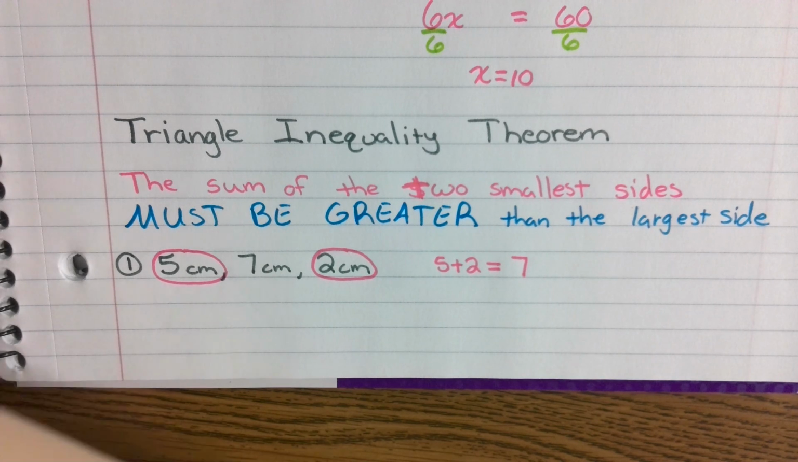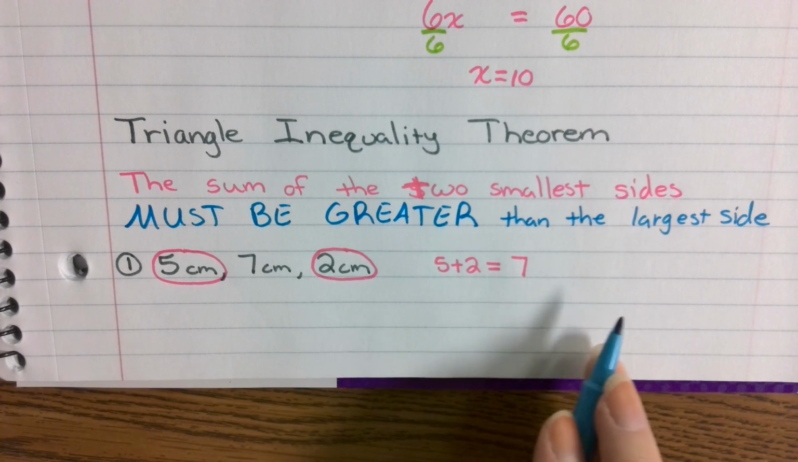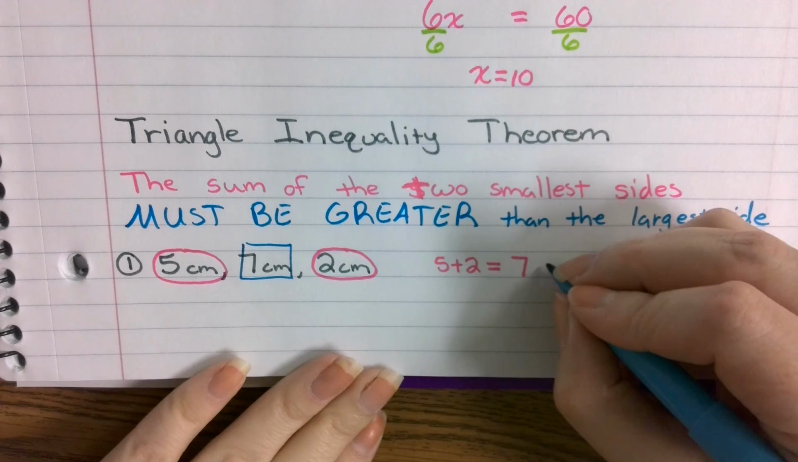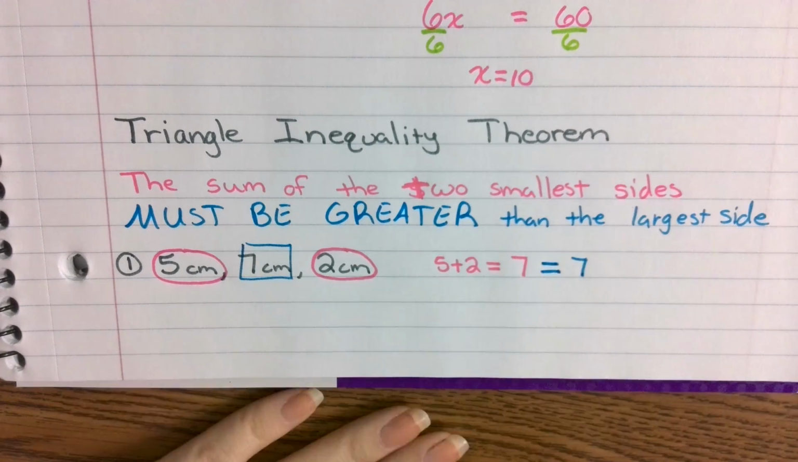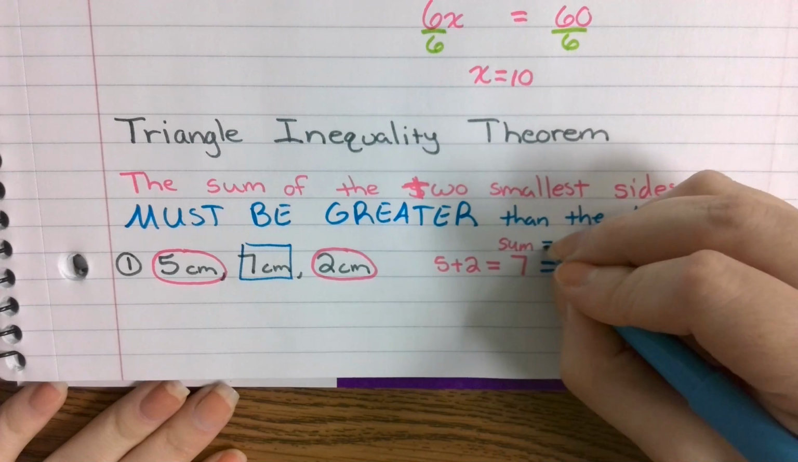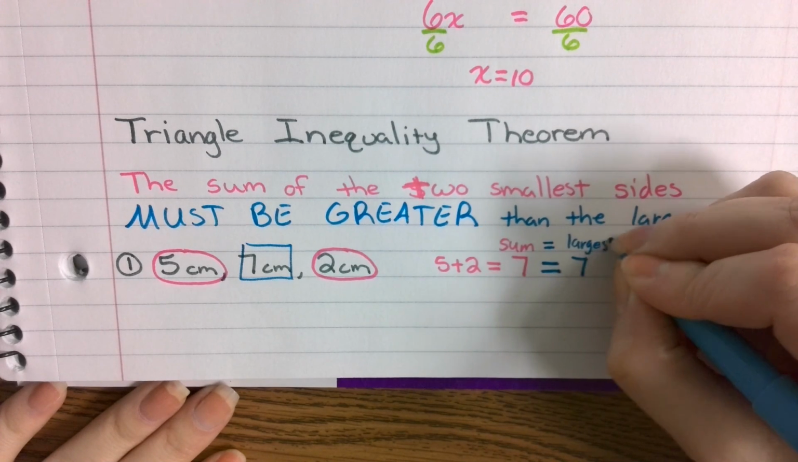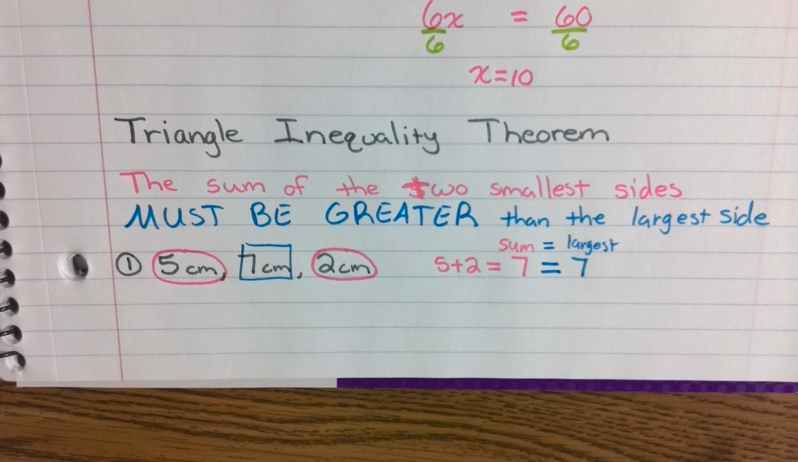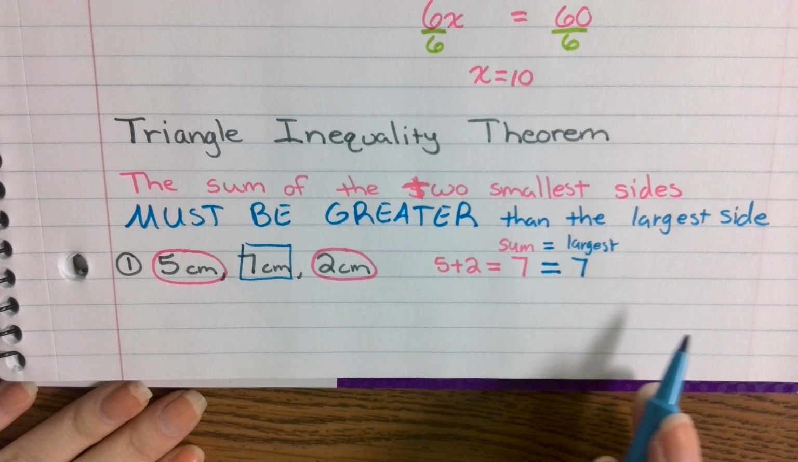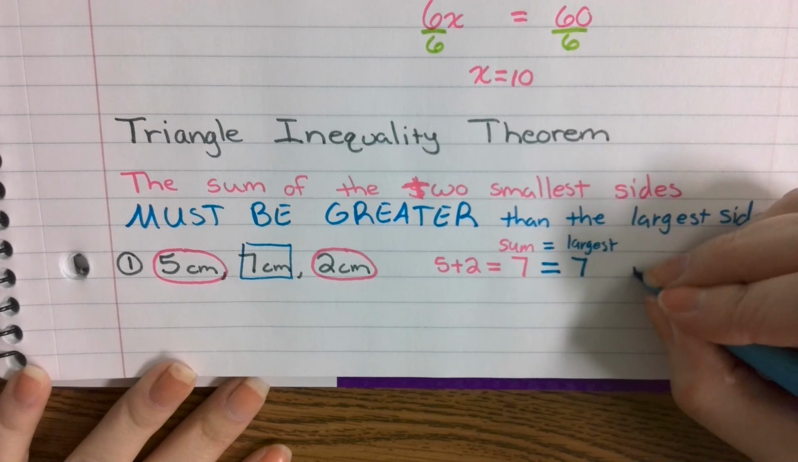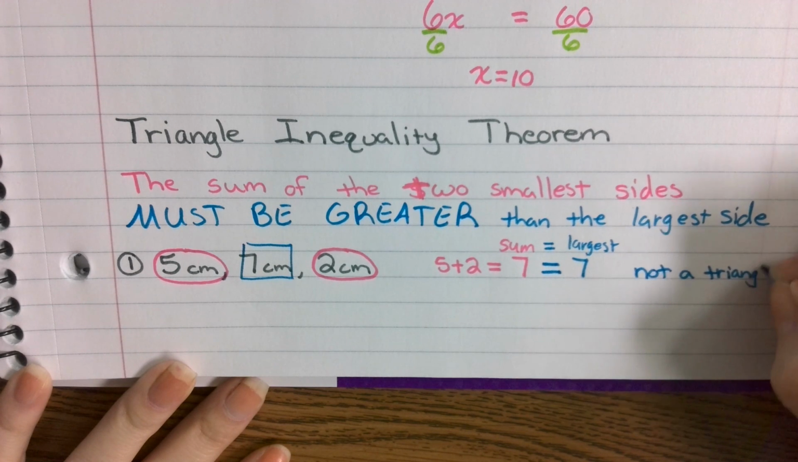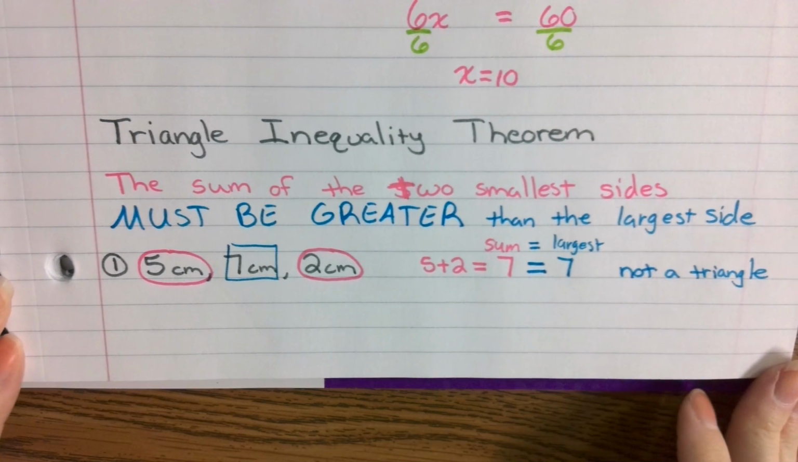So now the question is, is 7 greater than 7? No. 7 is equal to 7. So the sum is equal to the largest. That's not what we want. We want it to be greater than the largest. So will this form a triangle? No. This is not a triangle. This is not going to form a triangle.